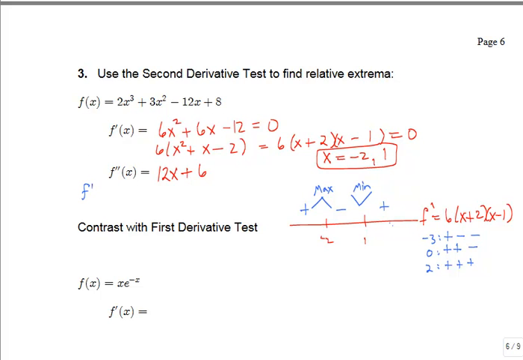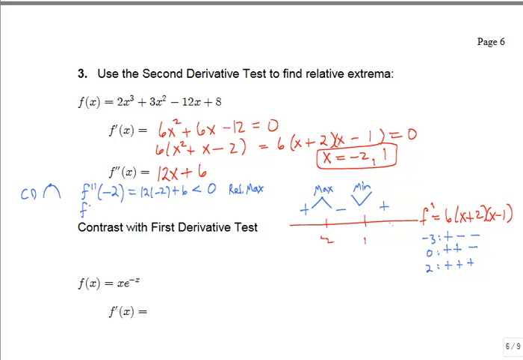So I am going to take my second derivative and I'm going to plug in -2. So 12 times -2 would be -24, and -24 plus 6 is less than 0. That'll be a negative answer. Now if your second derivative is negative, that means you are concave down, which means you're that hill shape. What kind of extrema would you have to have if you're concave down? You have to have a max right up there at the top. So this means we have a relative max at -2.